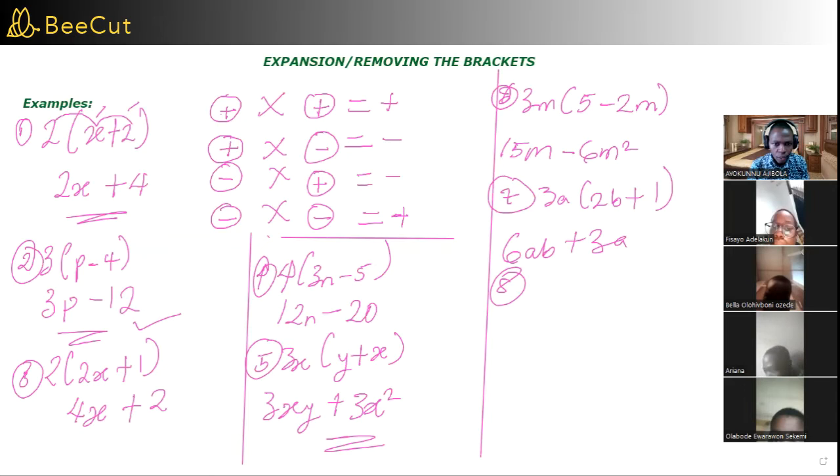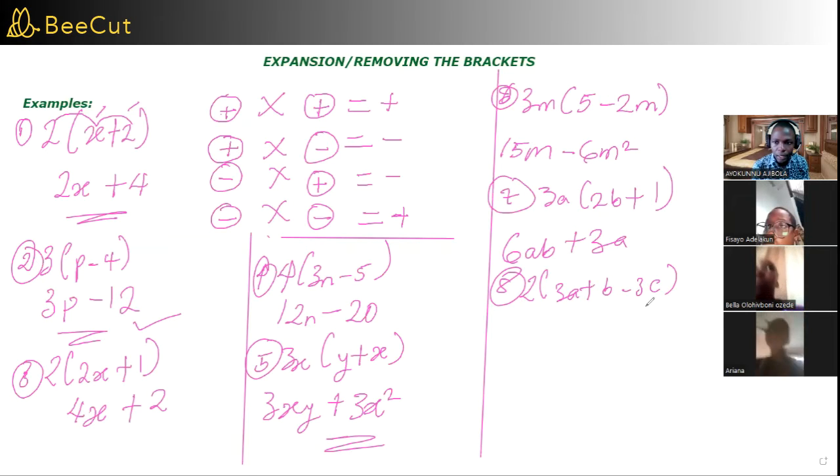So the next one I have is 2 into 3a plus b minus 3c. So now, this 2 is just going to multiply everything straight away. So I have 2 into 3a, that's going to be 6a. Then I have 2 times b as 2b. And then I have 2 times 3c as 6c. So that's negative 6c. Number 9 example, so we move on.